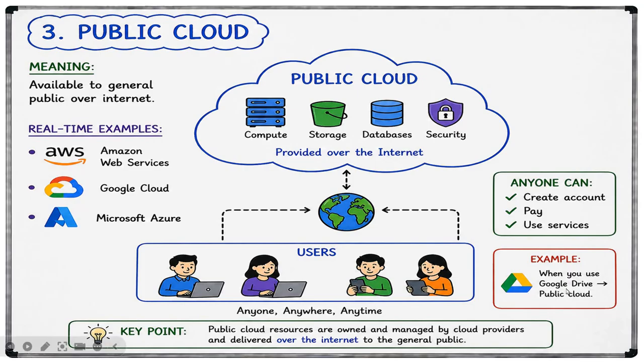For example, when you store files on Google Drive, you are using a public cloud, and your data is stored on a remote server, which is managed by Google, and you can access it anytime from any device. So here the key point for public cloud is that the public cloud resources are owned and managed by the cloud providers and delivered over the internet to the general public.